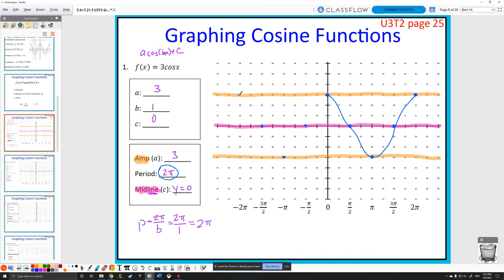And this is my graph from negative 2 pi to 2 pi. Okay, now it's not supposed to be curvy like that. It's hard to draw in the XP pen.